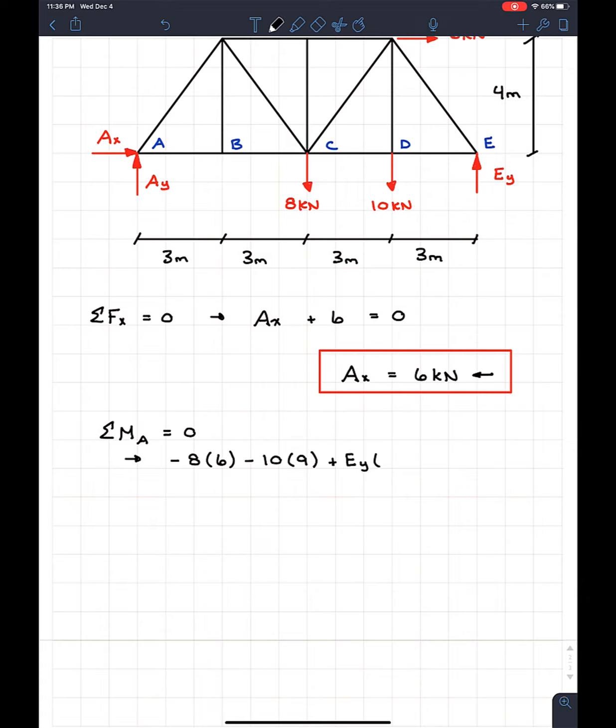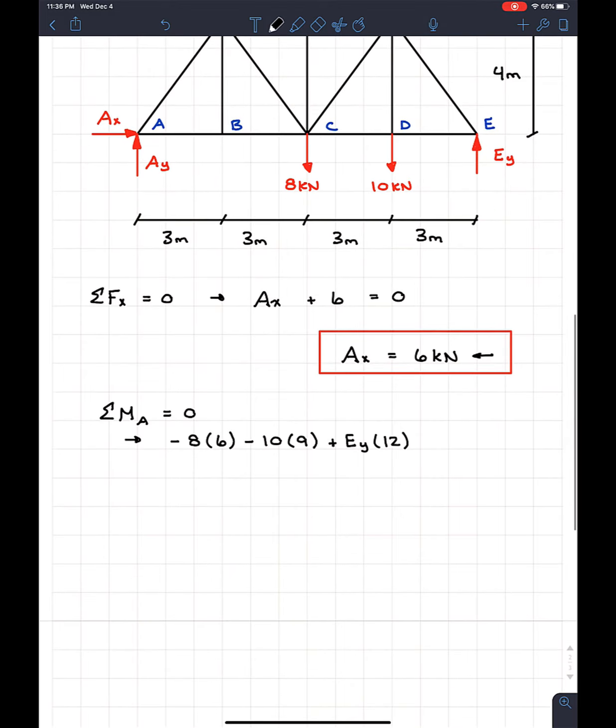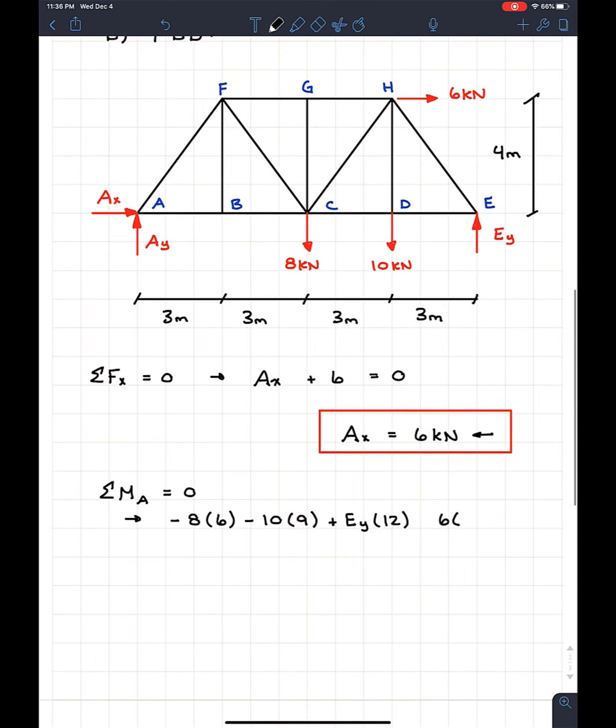And this one's times 12 meters. Most students would look at this and say, okay, perfect, we got our moment. Well, actually wrong. This is why I say that lateral force is really sneaky, because there's actually a moment created by the lateral force. So it's going to be 6, and it acts at a distance of 4 meters above point A. So we're going to add the 4 in, and we know all this is equal to 0.